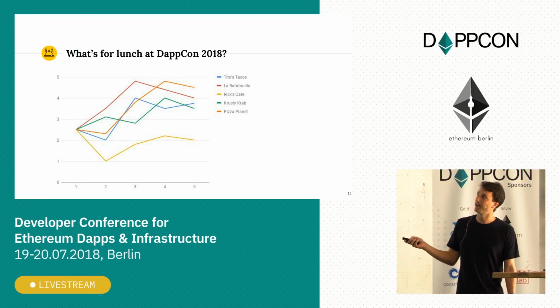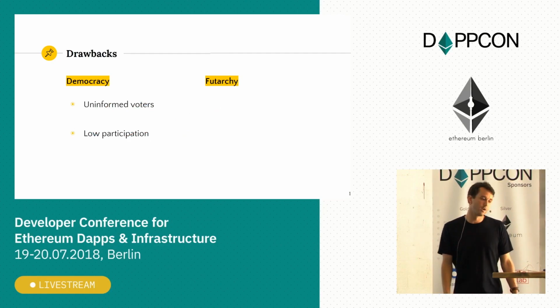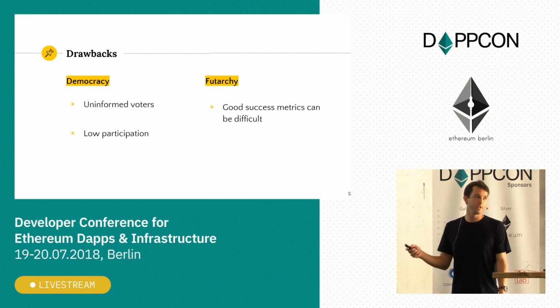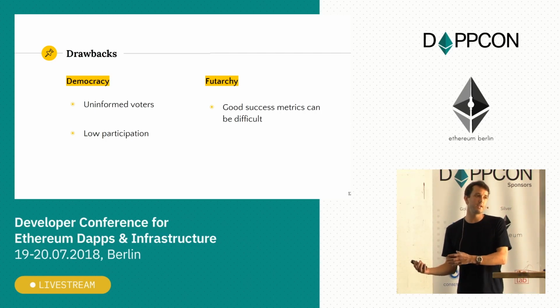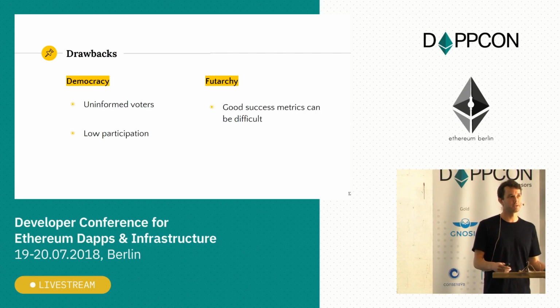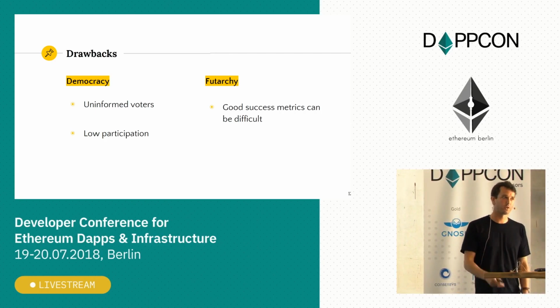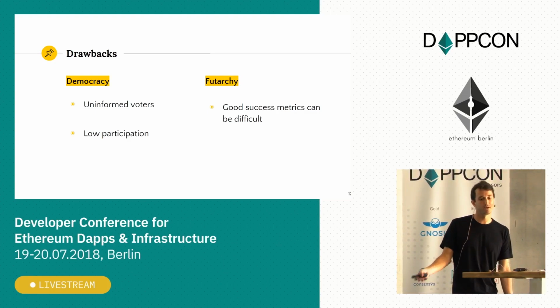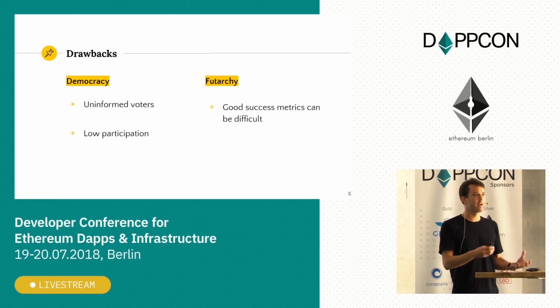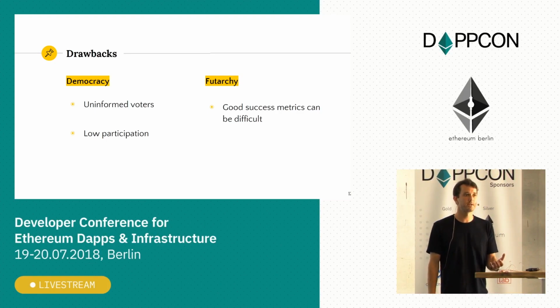But Futarchy has its own drawbacks. It's really hard to come up with a good success metric because your decision needs to have a large impact on your success metric. So if we were, say, to have a success metric of overall conference satisfaction for our lunch decision, then our lunch decision may not have a strong enough effect on our success metric to make a good decision. And with normal market noise, we might end up with a fairly random decision that's not the best for the most people.